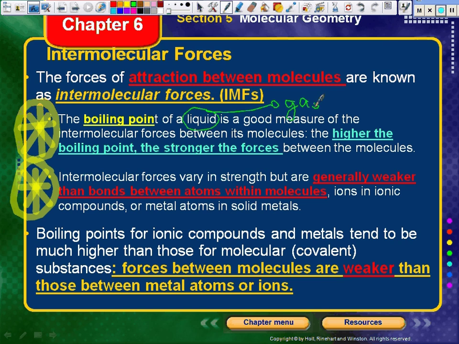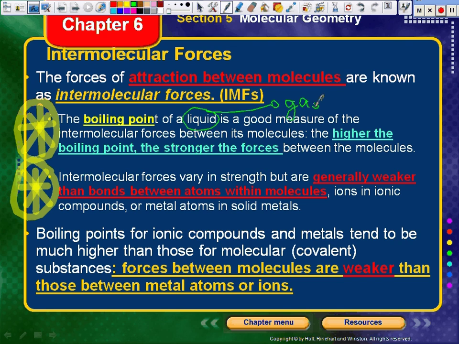I'm giving you another test question. That is a test question. The higher the boiling point, the stronger the forces. What does that mean? The force be with you, right? The stronger it is, the harder it is to get apart. Okay? Is it easier to break a paper chain or a steel chain? Steel, right? It's stronger. You have stronger forces there.